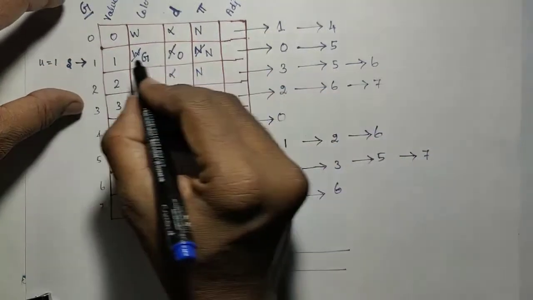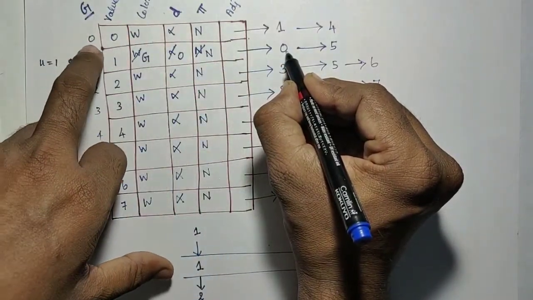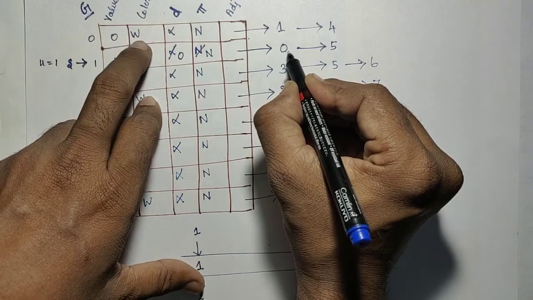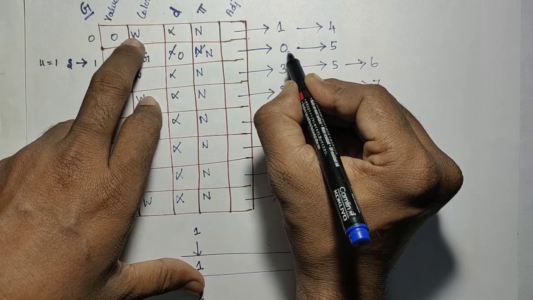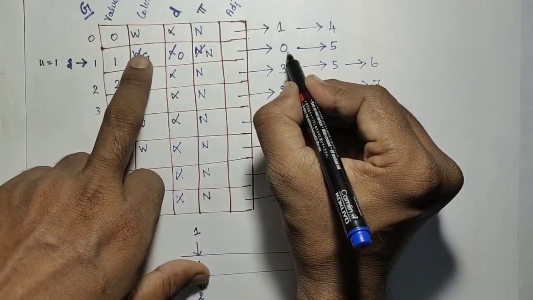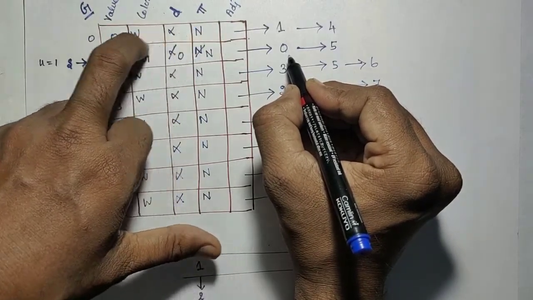So you come to the 0. Now go to the 0. We need to check whether it is visited or not. How to check? If the color is white, it is not visited. If it is not visited, you have to visit it. Visit means you need to update this field.